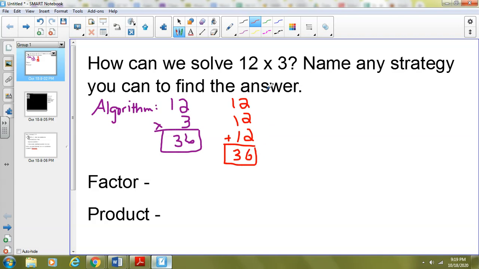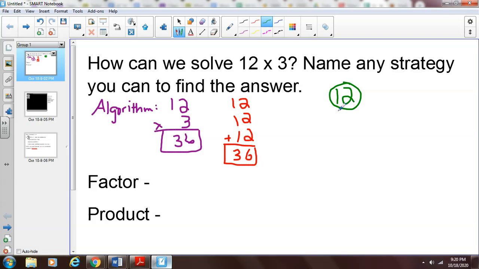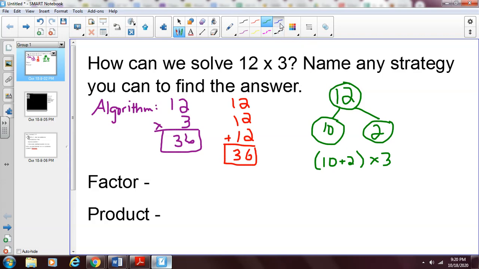You might also have said, ooh, I know that 12 times 3, well, if I think about it as a number bond, 12 can be broken apart into 10 plus 2, can't it? And now I can take both of those parts and multiply them by 3. So this might look a little strange. So this is 10 plus 2, and I'm going to multiply that by 3.